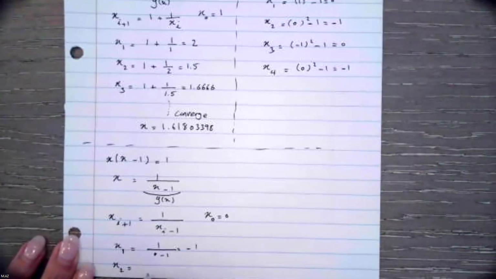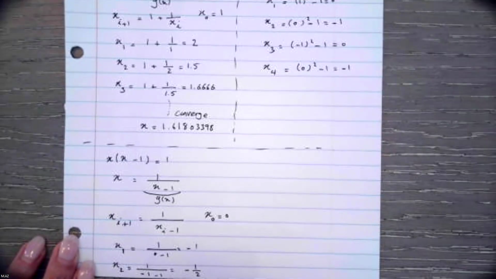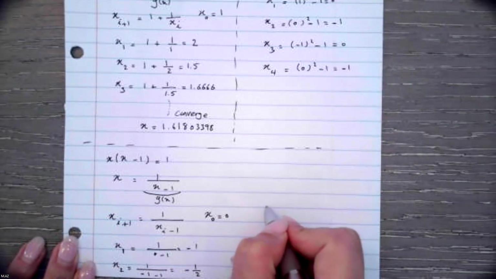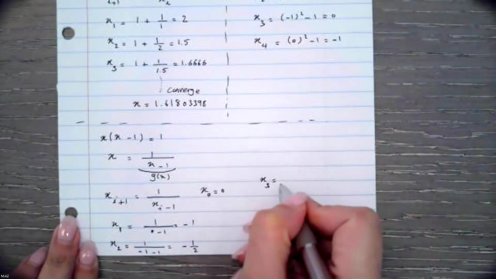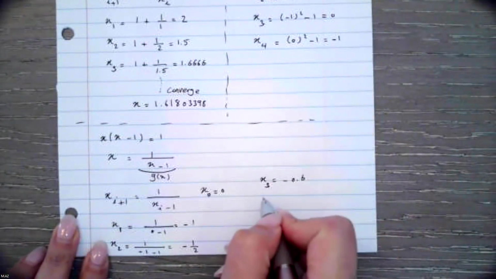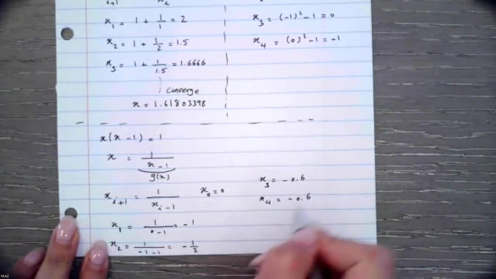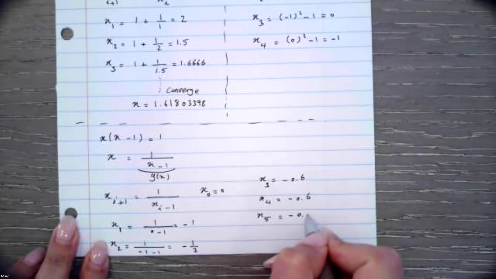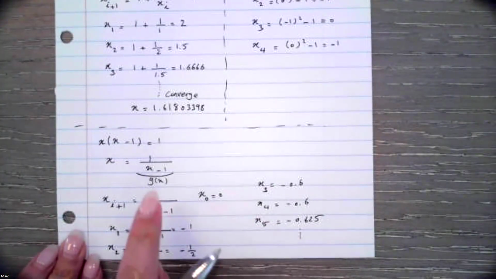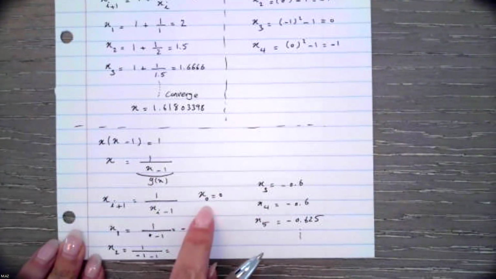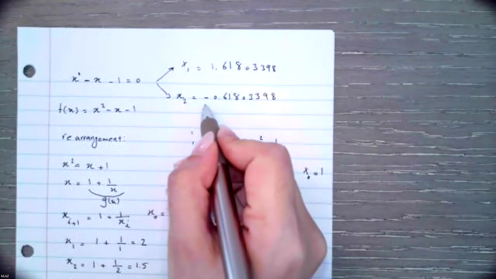The value of x2 is -1/2. And if we continue, for example, the value of x sub 3, or the value of x for the third iteration, is -0.6, then -0.625, and continue. As you can see, with this rearrangement and this initial guess, once we continue, we can find, or the algorithm converges to, this root of the functions.